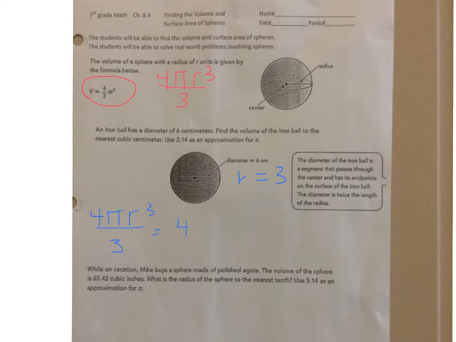So that's going to be 4 times 3.14 times 3 to the third power divided by 3. So remember, when you're on your calculator to do to the third power, you're going to hit the caret button and then plug a 3 in. When you plug all that in, you get 113.04, and when you round that to the whole number, it's going to be 113 centimeters cubed.